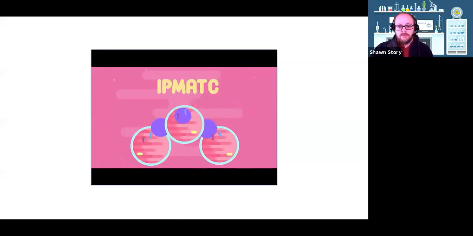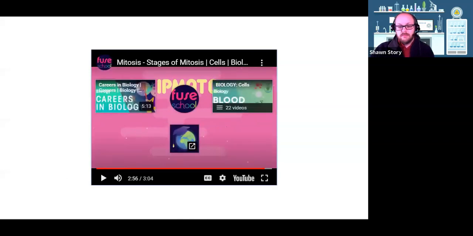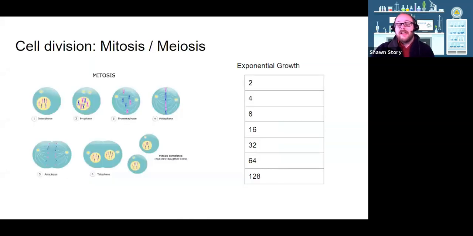So there we have how cells divide by mitosis to form two new identical cells, with the special IPMAT, sciencey words included. All right, so that is the process of mitosis, of how that one cell copies all of its DNA, splits it in two, and then separates into two completely identical cells.